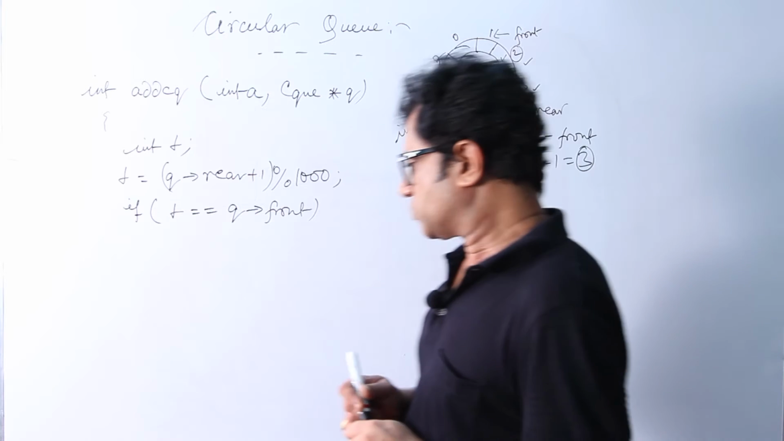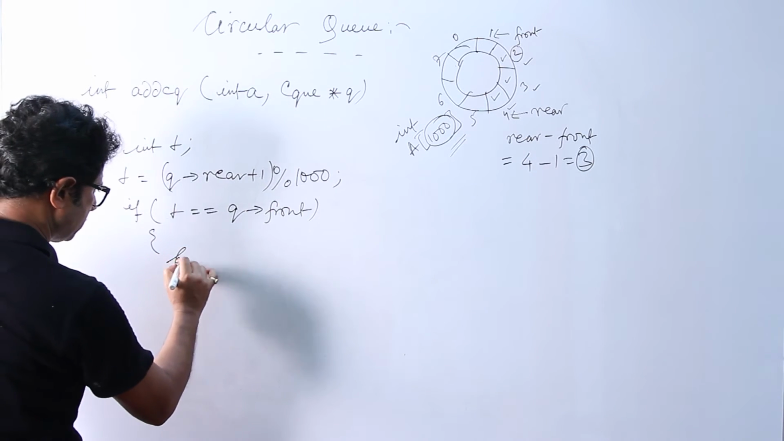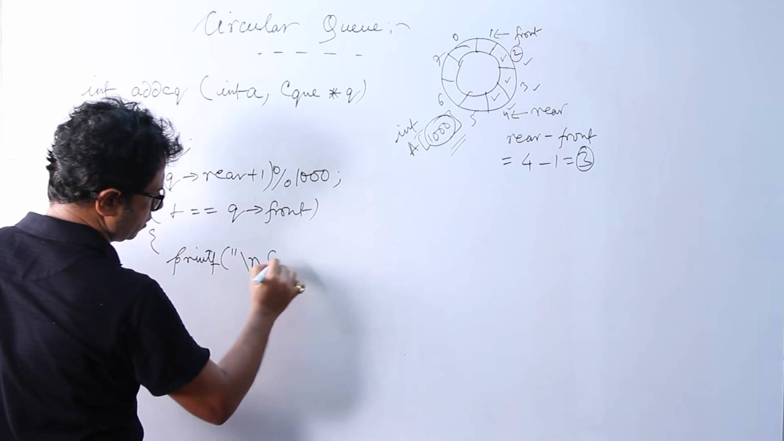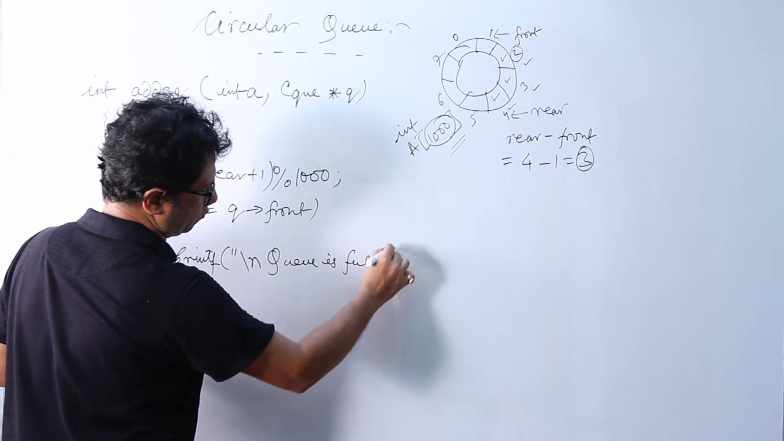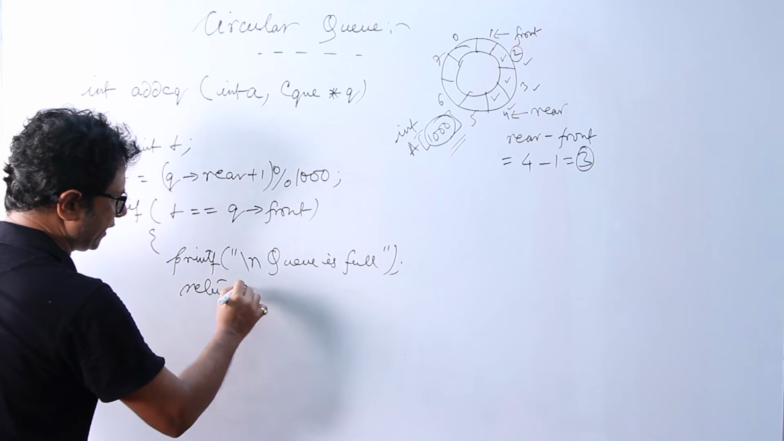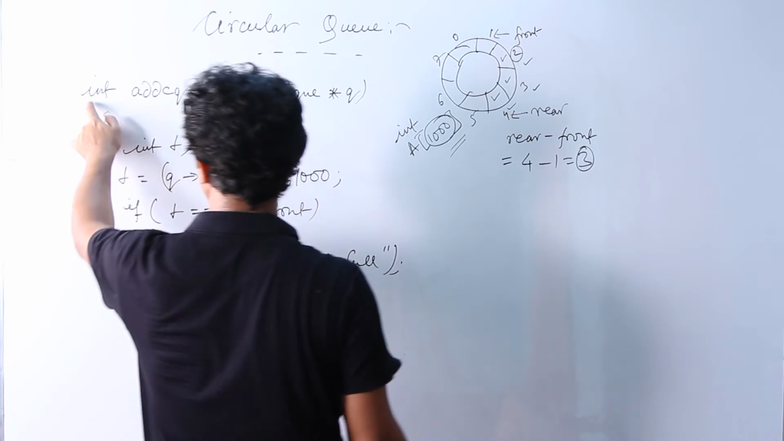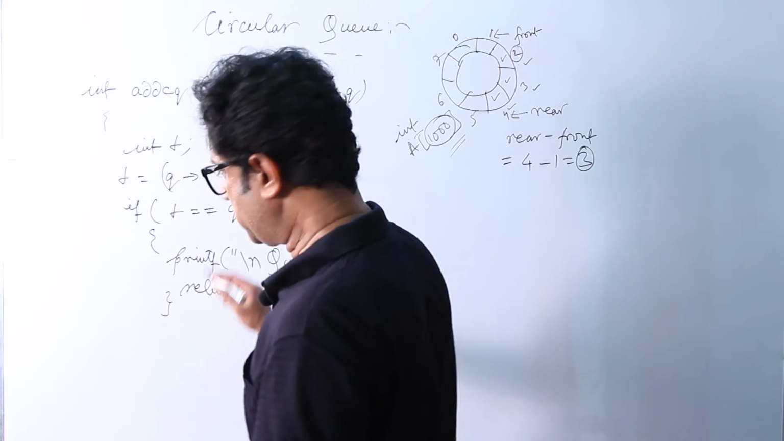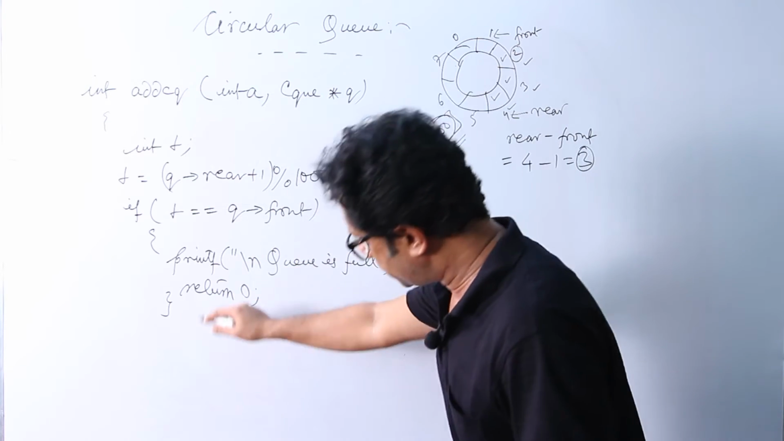So, in that case, we will just write a message like this, printf q is full. Then we will return 0 to indicate that the operation is not successful. It is a failure operation for which we have taken a return type of integer data type. So, this is the first part, and now we will come on to the general part after this.